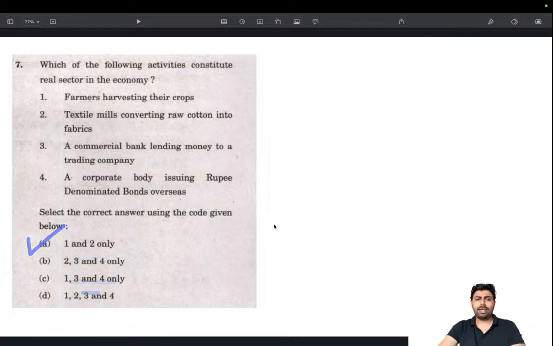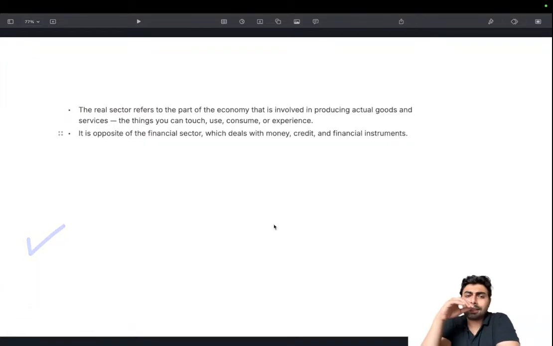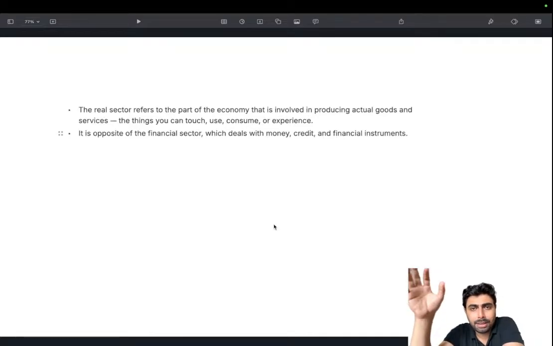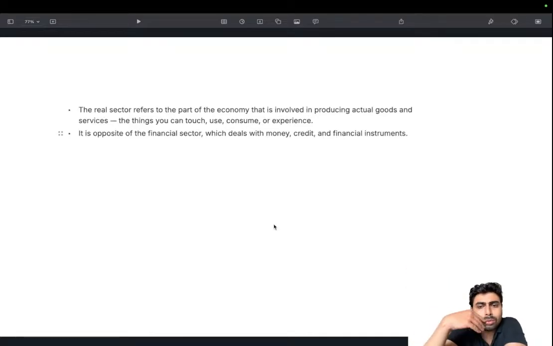So basically it's A. What's the real sector? Real sector refers to the part of the economy involved in producing actual goods, things you can touch, use or consume. It's opposite to the financial sector, because there is no real production of goods. It's just transfer of money, interest, things like that. There is no real product as such. So that's basically two major sectors, real sector and financial sector. It's a very easy concept. Just understand that.